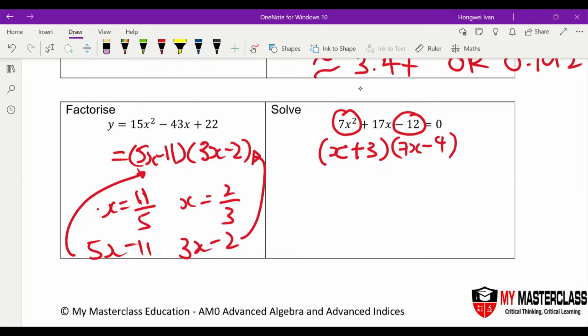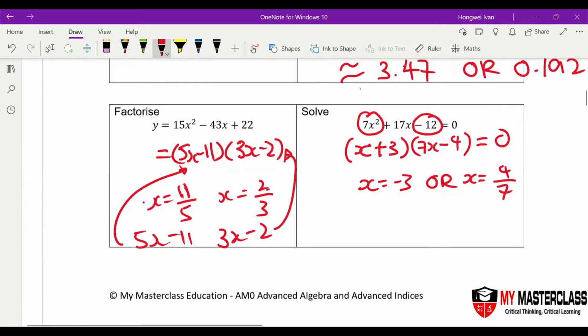If you get 4 over 7 nicely, then you just multiply by 7 and put 4, equals to 0, x equals negative 3, or x equals 4 over 7. Remember the difference between factorize and solve. Solve means I want x. Factorize means I only want to break up the expression into its 2 factors.